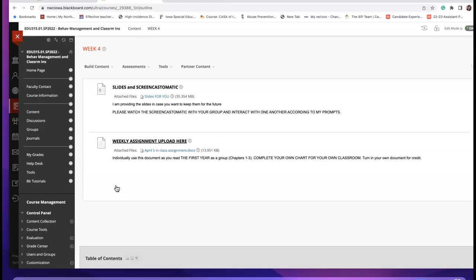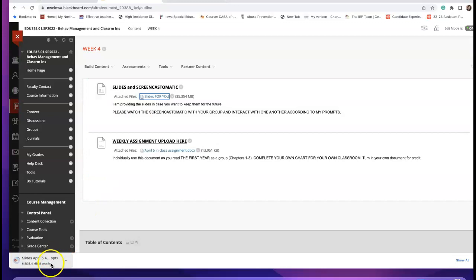So there is an assignment that you're going to do with the first year book. And you're going to do it as a group. You're going to read it together, but then you're going to answer your own individual questions, your own individual chart, because you're all applying this to your future classroom and you're not all the same. So please make sure that you do not turn in one for the group. All right, let's head into slides.